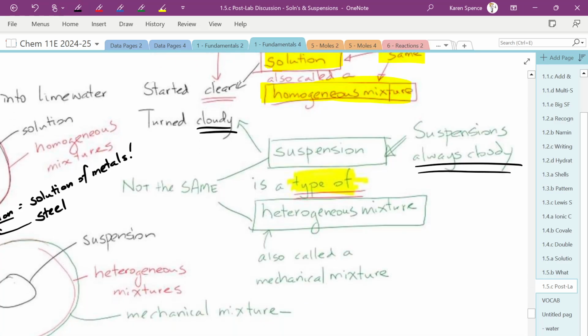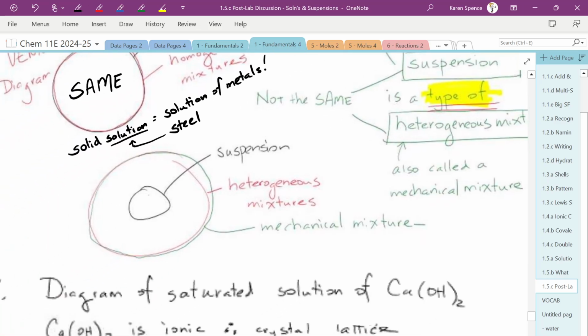I don't think that you need this little Venn diagram for this one because it's just kind of stupid. It just says all heterogeneous mixtures are called mechanical mixtures. That's more of a junior high school term, mechanical mixture. I don't think we use it very often. And all suspensions are heterogeneous mixtures. That's all that's saying. But it looks like a donut. Anyway, you can just ignore that.